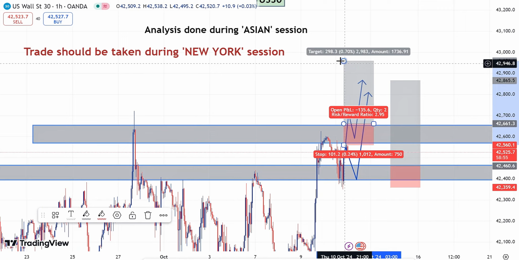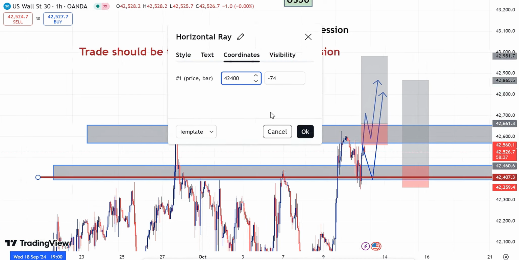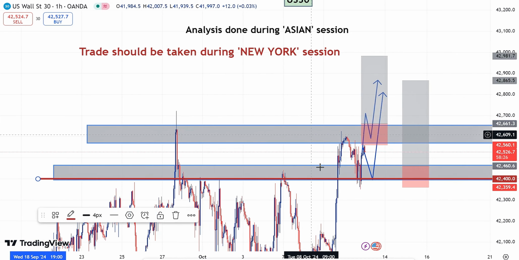Right, so I think there's a psychological zone here also that I forgot to mention. I think there's a psychological zone here of, okay, let's say of 42,400. Let me put the coordinates properly. Yes, exactly. So the psychological zone of 42,400, right? So we also have to take note of this psychological zone.